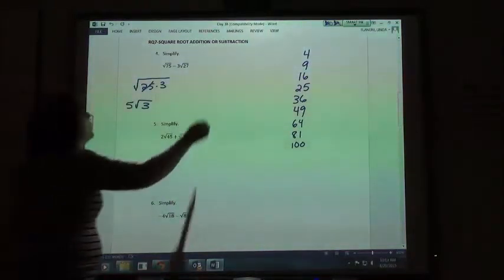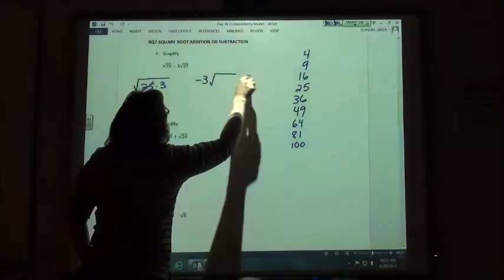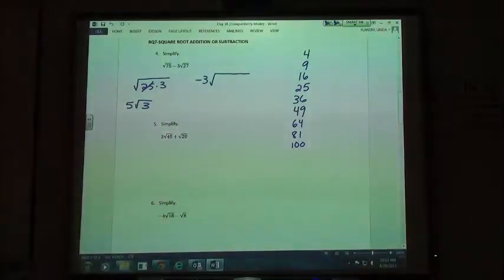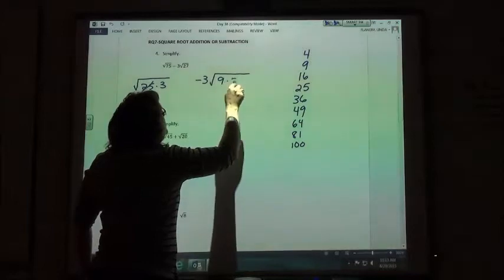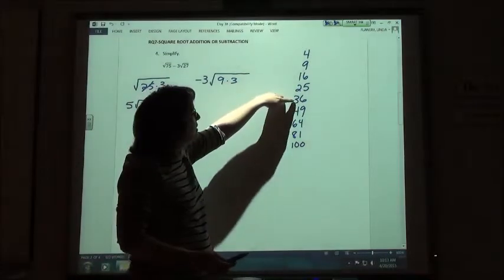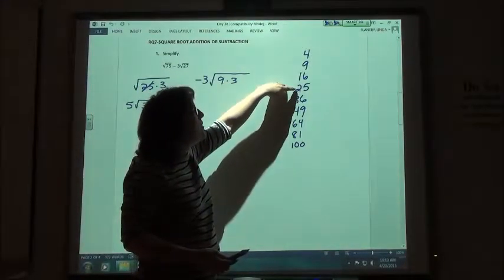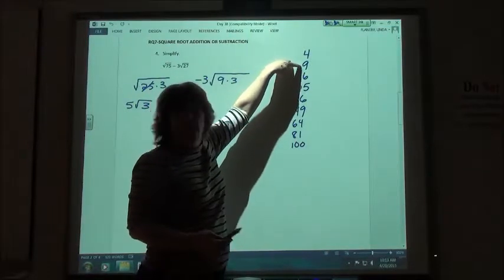The second part, we have negative 3 times the square root of 27. 27 is not a perfect square, so we want to factor it. What times what is 27? The first factor we want to be the biggest perfect square that divides into 27. 9 times 3. So if you're stuck, go on your list and say, okay, 36 is too big, 25 doesn't go into 27, 16 doesn't, but 9 does.